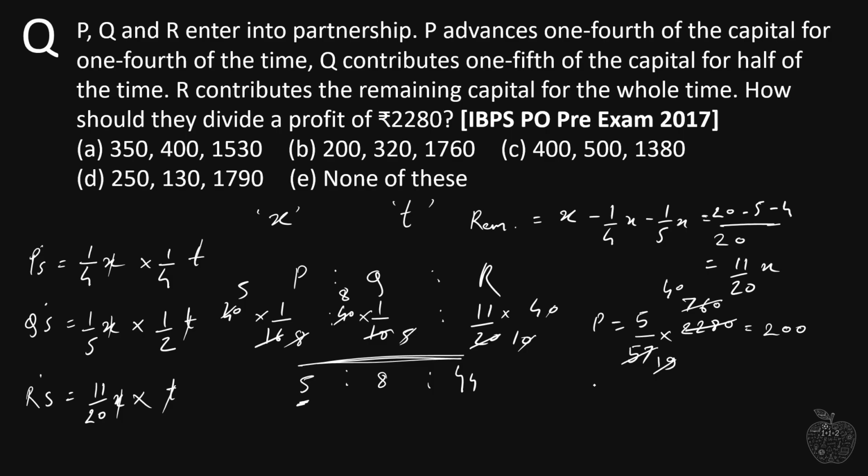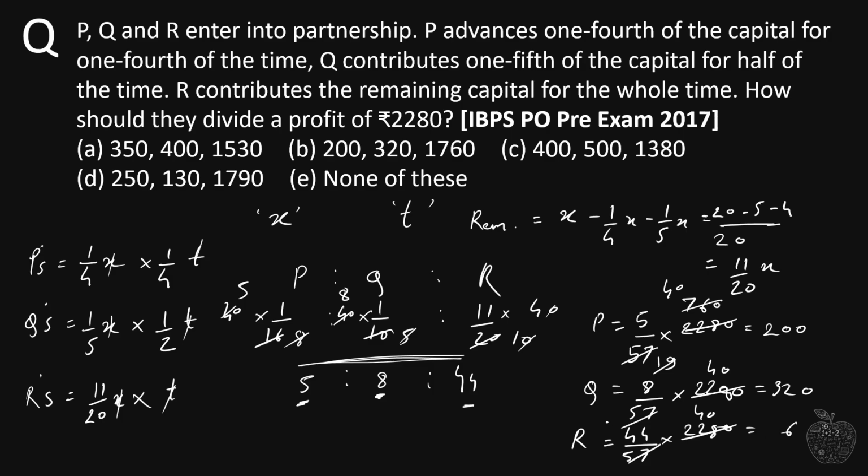Now let's calculate for Q. Q will get 8 parts out of the total 57 parts from this 2280, and we know that 57 cuts this 2280 with 40, and 40 into 8 here is 320. Similarly, let's calculate for R. R will get 44 parts out of the total 57 parts from this 2280. We know that 57 cuts this with 40, so we get 4 4s are 16, 17. So 1760 is the amount that R will get.